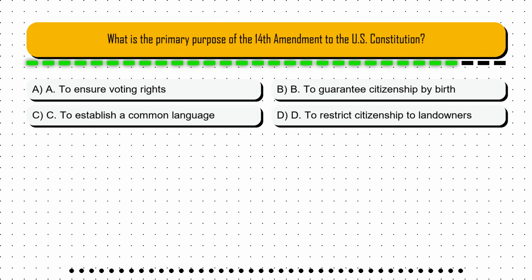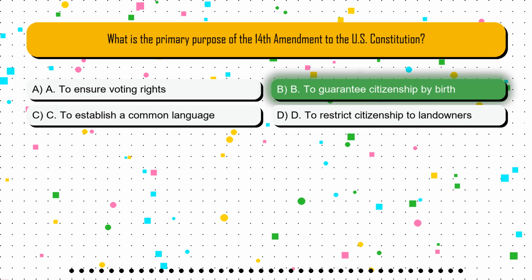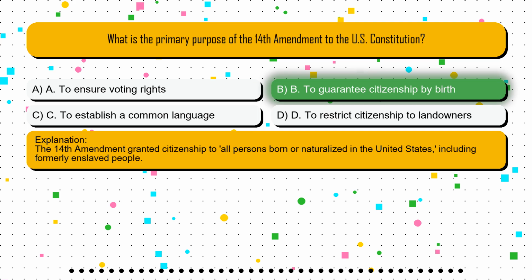Question 7. What is the primary purpose of the 14th Amendment to the U.S. Constitution? Option A. To ensure voting rights. Option B. To guarantee citizenship by birth. Option C. To establish a common language. Option D. To restrict citizenship to landowners. The correct answer is option B. To guarantee citizenship by birth. The 14th Amendment granted citizenship to all persons born or naturalized in the United States, including formerly enslaved people.